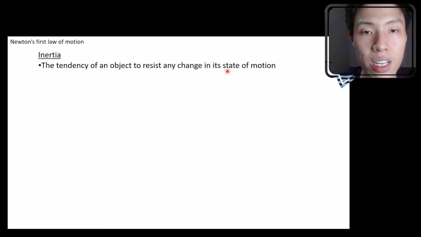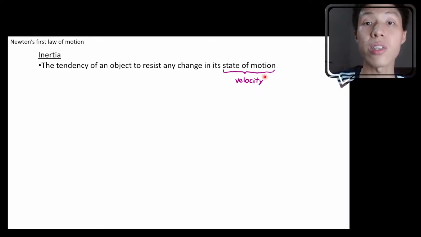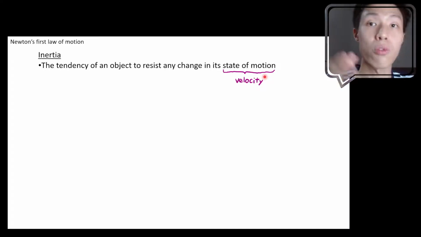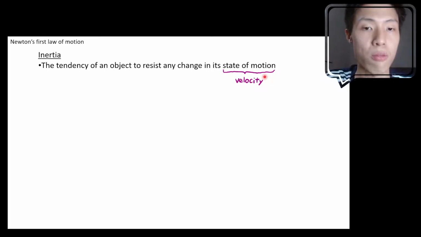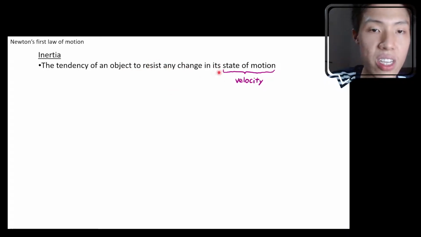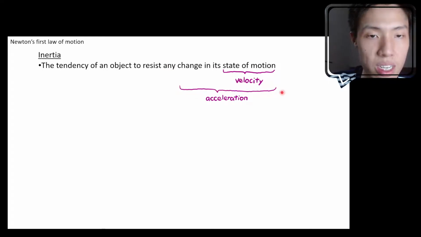So what does it mean by state of motion? State of motion is just velocity, right? We describe state of motion using velocity. Right now the state of motion is 5 meters per second to the right. So it means the tendency of an object to resist any change in its velocity.